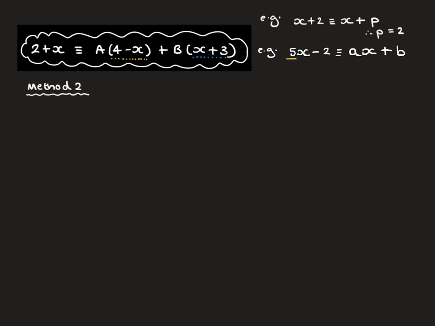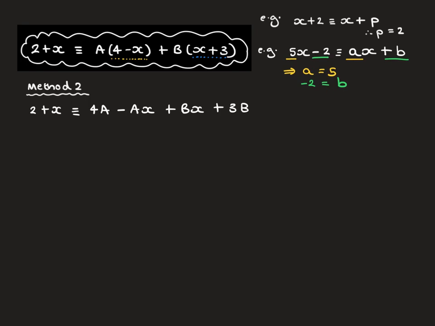So because you have a 5x here and an ax there, the only way that this identity can be true is if a is equal to 5. And because you have a constant here which is negative 2 and a constant here which is b, b has got to equal negative 2. And we're going to use a similar process to find the values of a and b. Now, for simplicity, although some of you may not need to do this, I'm going to expand these brackets here. So I've got 4a minus ax, and then I've got bx plus 3b.